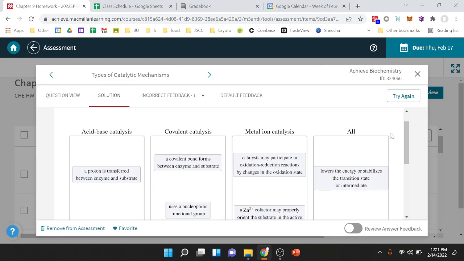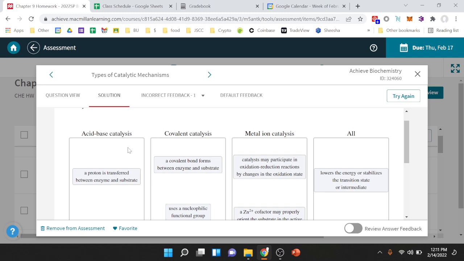All right, so we have acid-base catalysis. First off, let's talk about catalysis. All these are catalysis, or catalysts working, right? I.e., catalysis is how a catalyst does its thing. And so if we just define catalyst, that's going to go under all because that's what they all share. So what does a catalyst do? Well, it lowers the energy or stabilizes your transition state or intermediate.